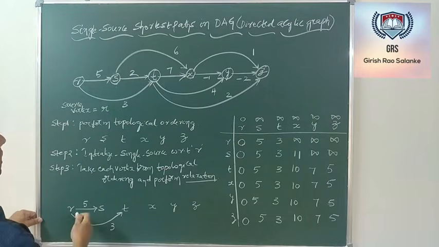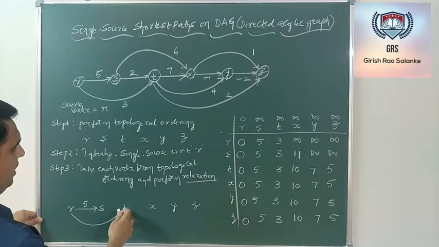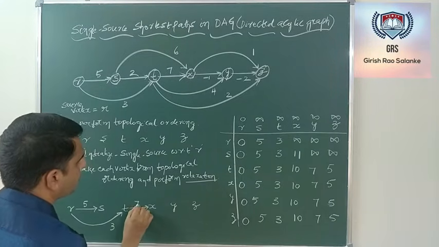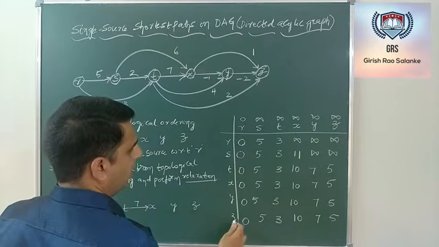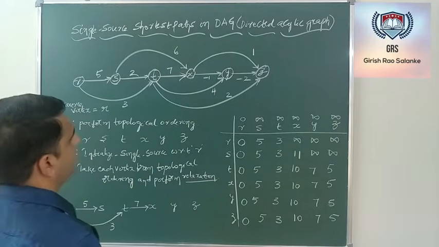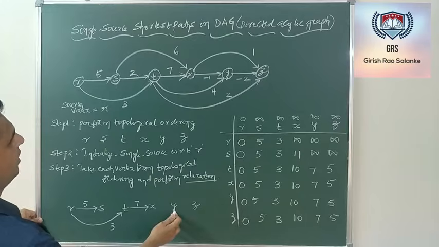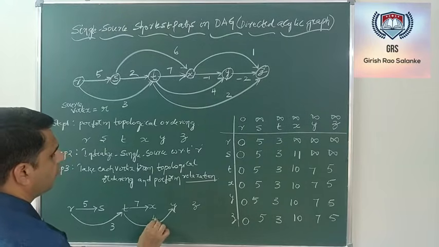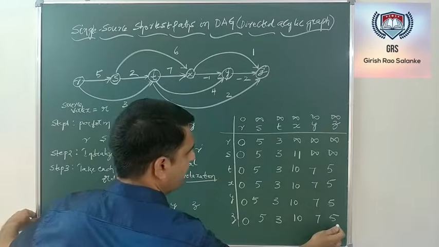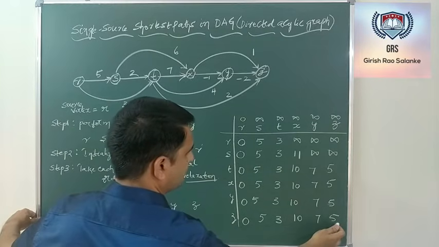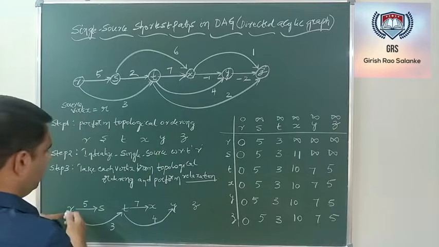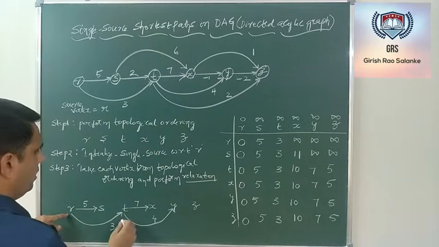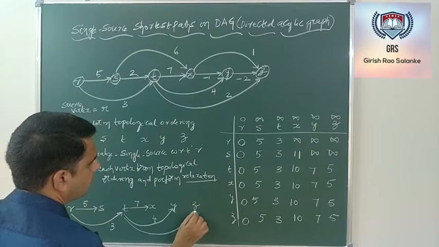How did you get that 10? R to T, this edge, and T to X, 10. Next, R to Y is 7. That is 3 and this particular edge, 3 and 4. Next, R to Z is 5. How is it 5? 3 and then this 2.